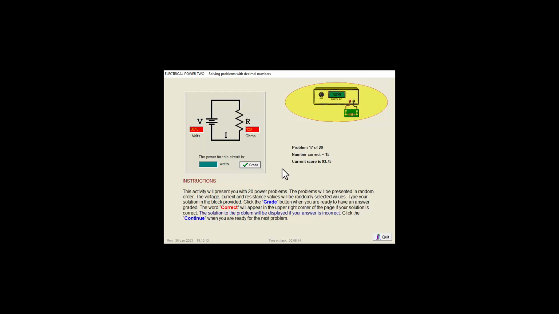And here we have V and R, so it's V squared over R, 507.6 squared divided by 120, and it's 2.1 times 10 to the third, so we got 2147.1.